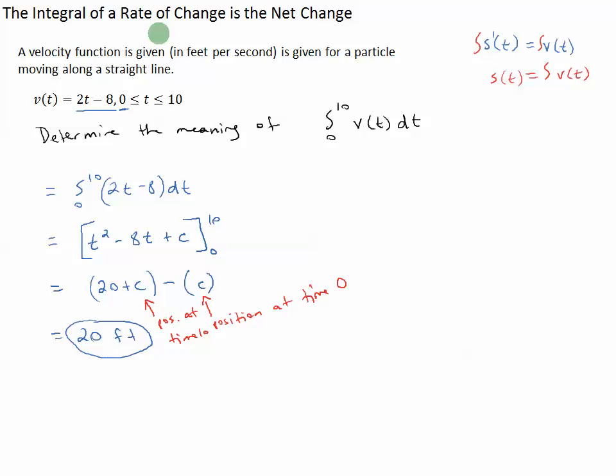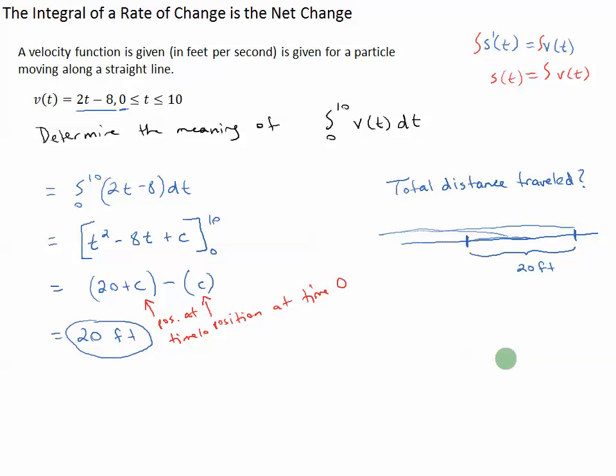So now we could ask a different question. What is the total distance traveled from 0 to 10? Well, now we have to understand that this particle, remember, moving on a straight line can move forwards and backwards. We know that it has a starting position, and we know that 10 seconds later it is 20 feet further ahead of where it was, but we don't know if it moved forward and then backwards and then forward again or something like that. So what we have to do is start looking at this velocity.